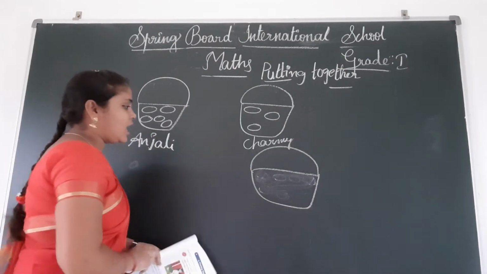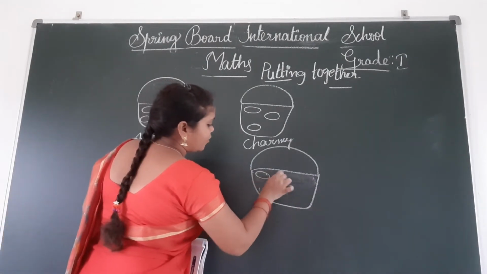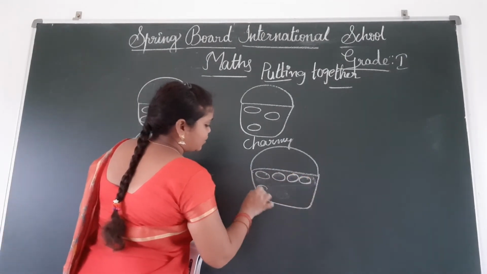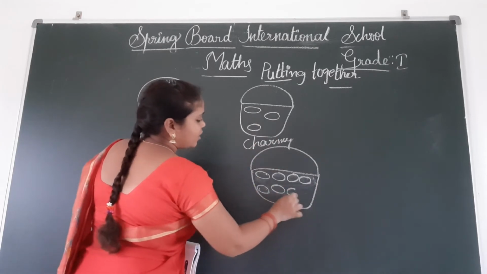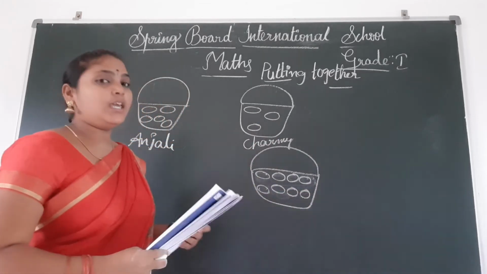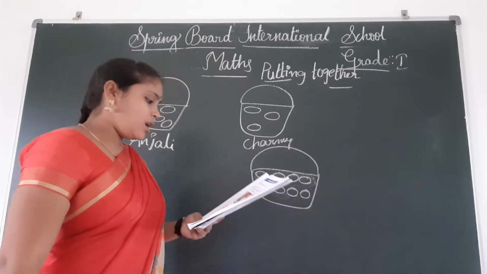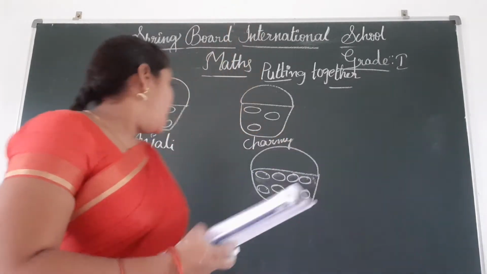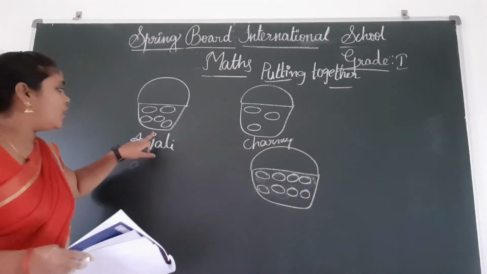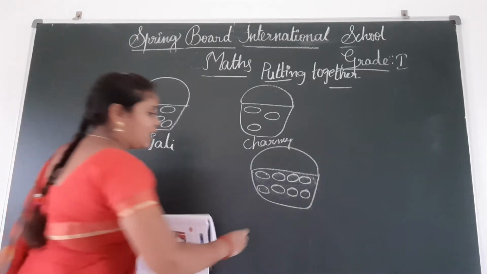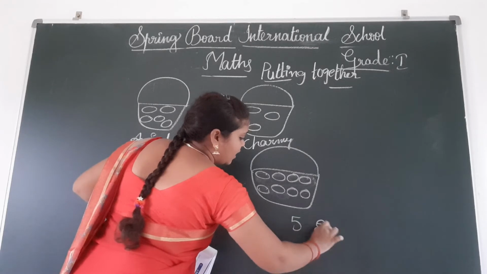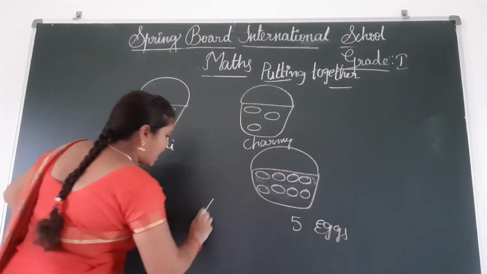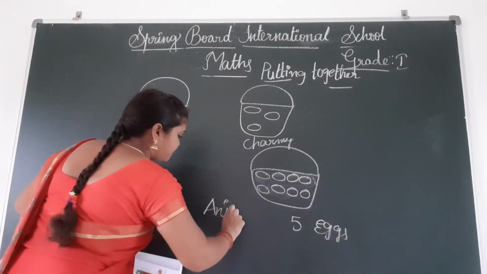Okay, here Anjali has how many eggs? 5. You have to draw Anjali's eggs first, and Charmi has 3. You have to draw the total eggs in this basket. Now, the number of eggs Anjali has. How many eggs does Anjali have, children? Anjali has 5 eggs.